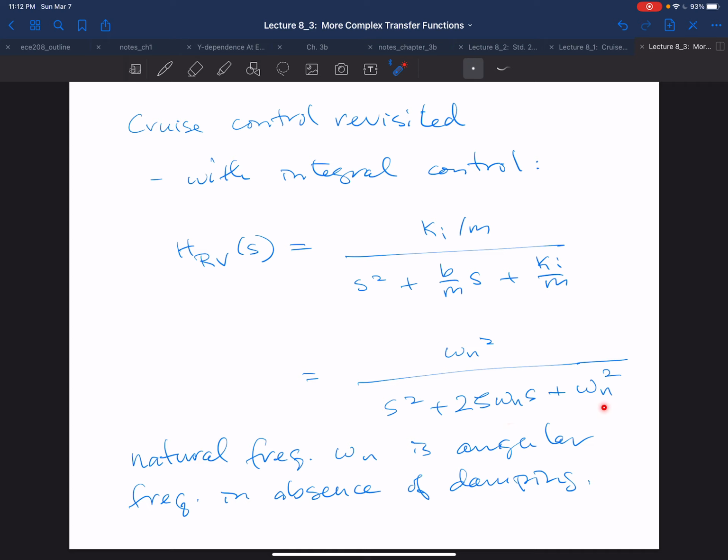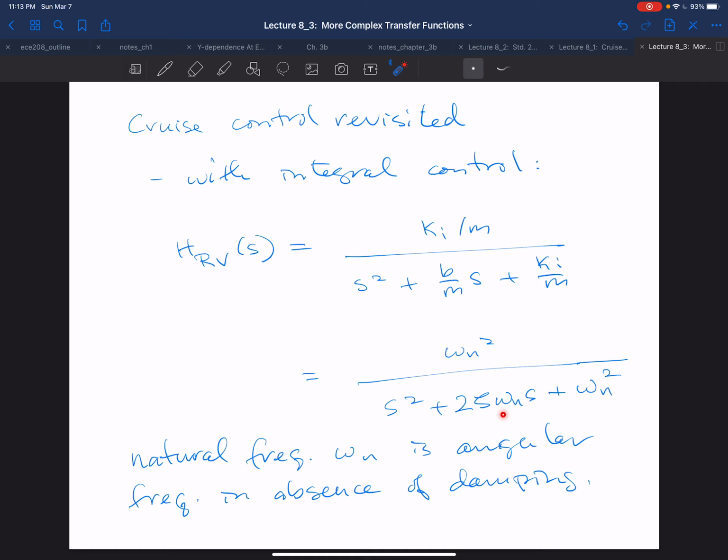And in order to speed the response up, which is typically what we would want to do, we would want to make omega n sufficiently large. But since the value of the product zeta omega n is fixed as b over 2m, the larger we make omega n, the smaller we make zeta. So the faster we make the response using this integral controller, the less damping we're going to have. And that's normally going to be a problem.